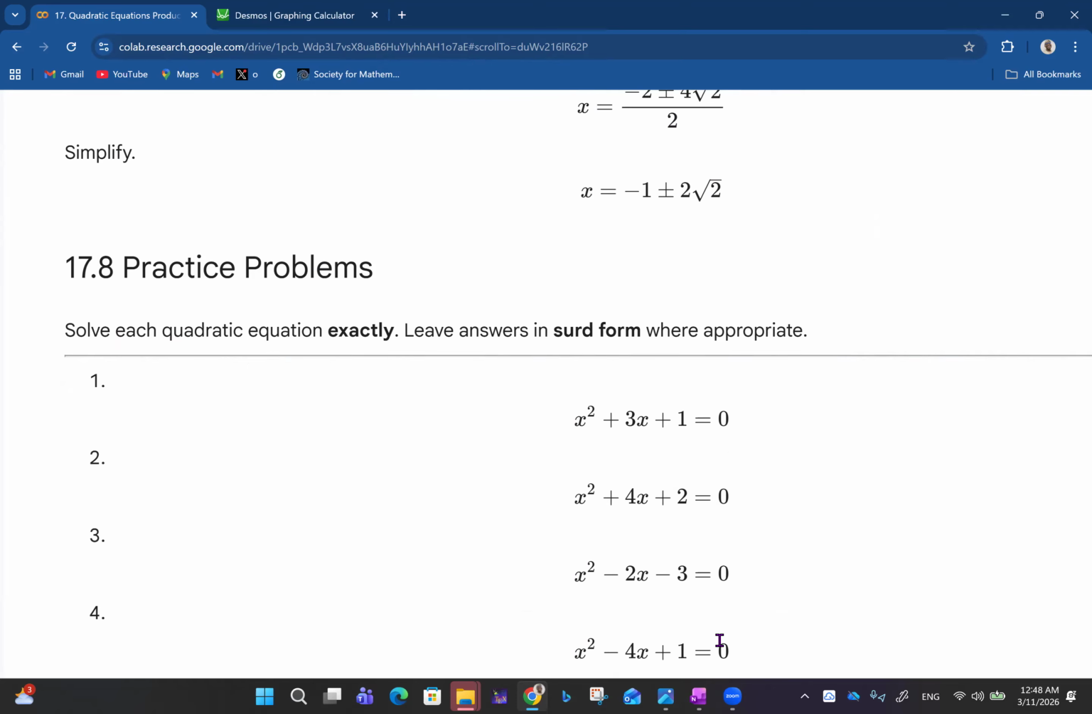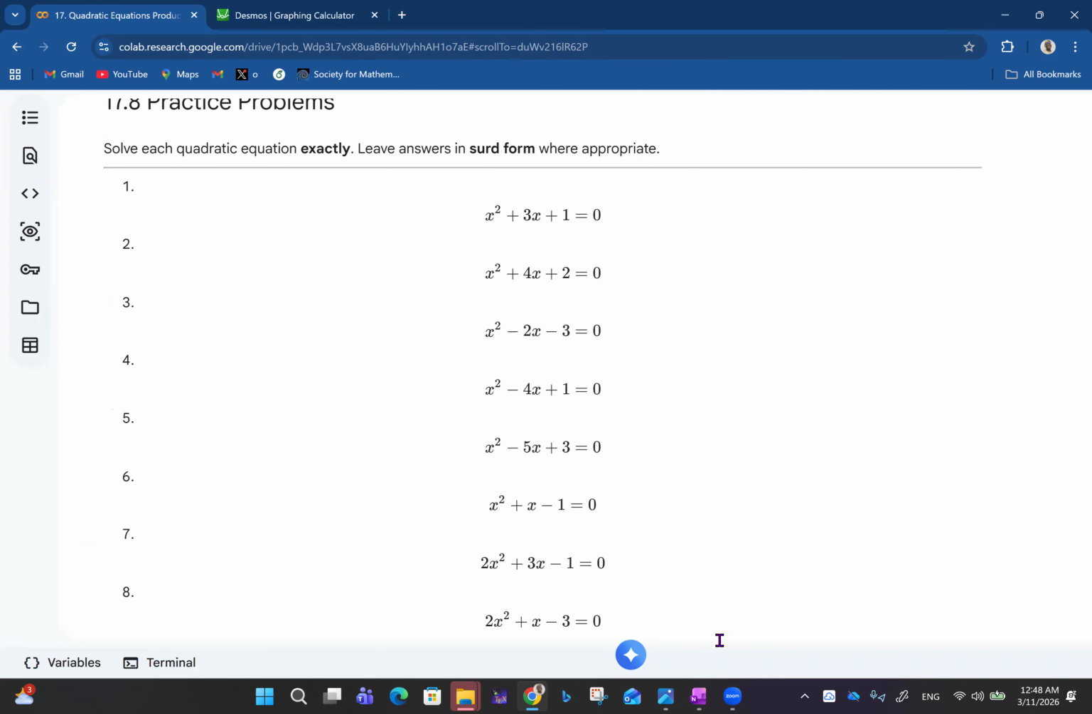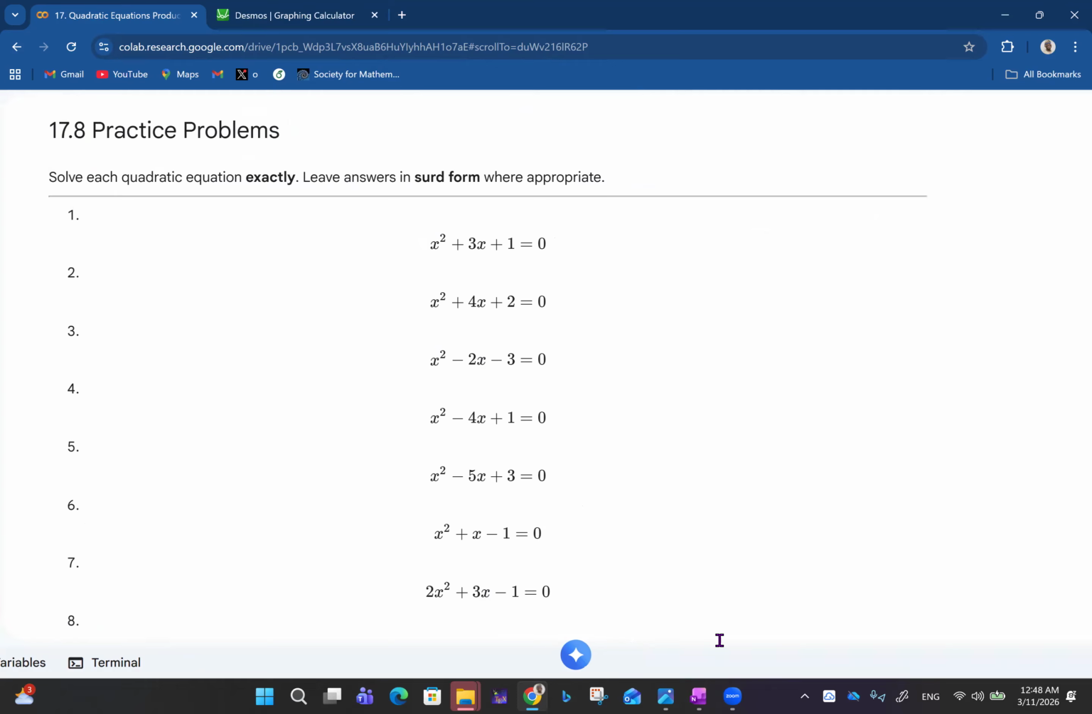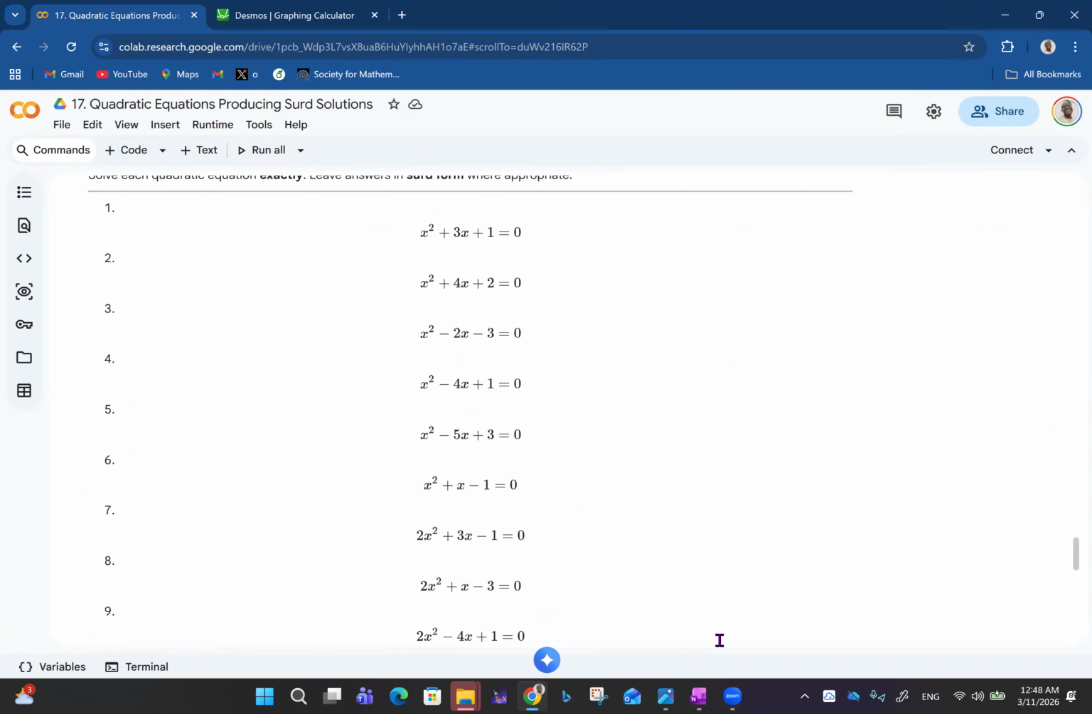So finally, I come to that point where you get to solve your own problems. Okay, out of questions 1 to 10, solve each quadratic equation exactly. Leave answers in surd form. So we have questions 1 to 10.